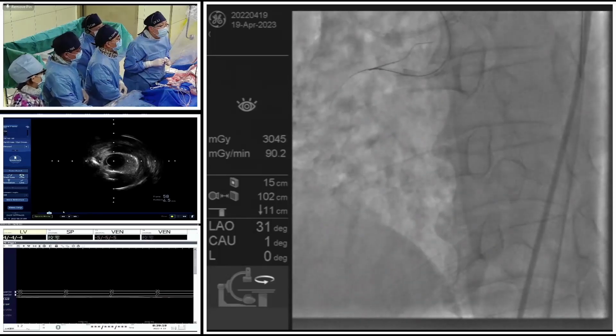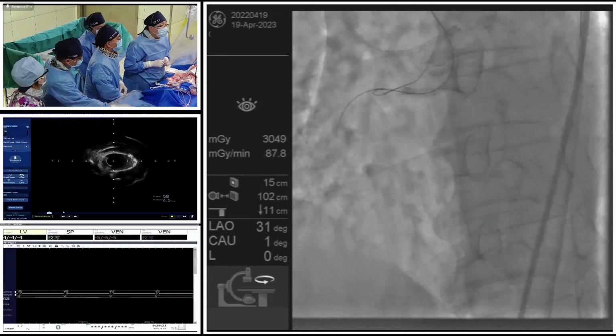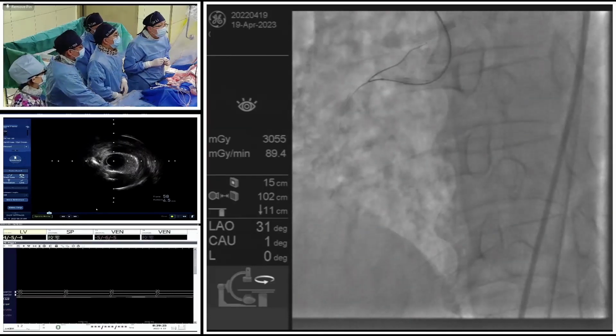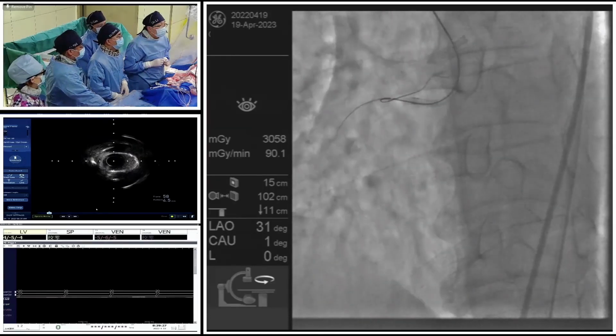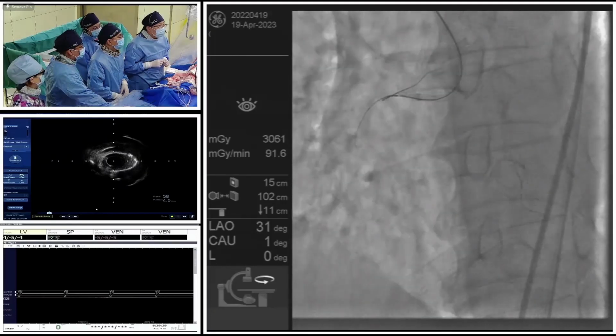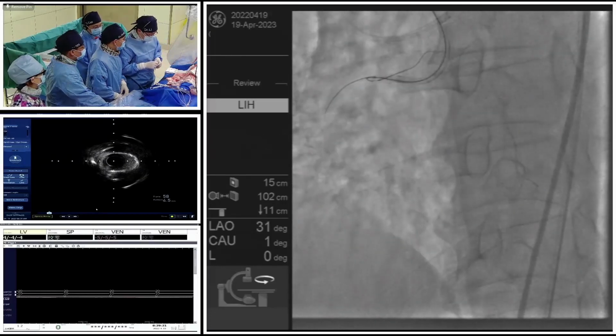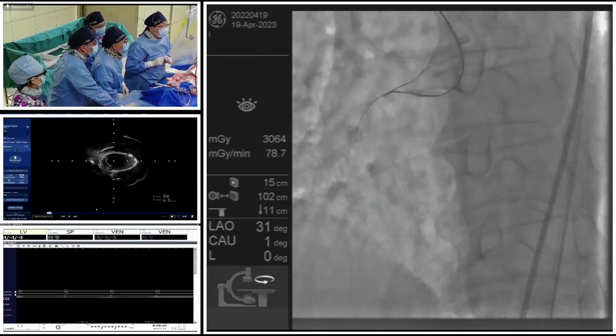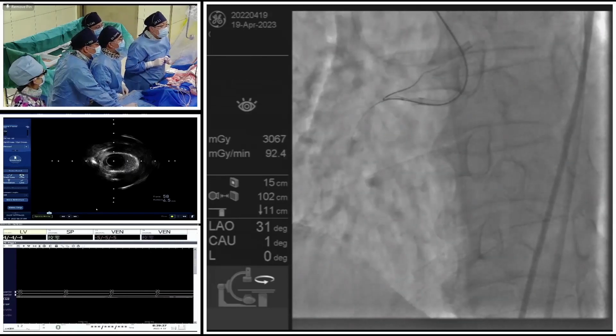And another word about the circumflex. We noticed that in the previous PCI we used a drug-eluting balloon for the de novo lesion of the circumflex. For this short follow-up, we can see that the current FFR value is quite acceptable, and we are looking forward to the future long-term follow-up.